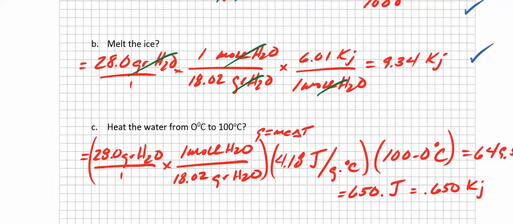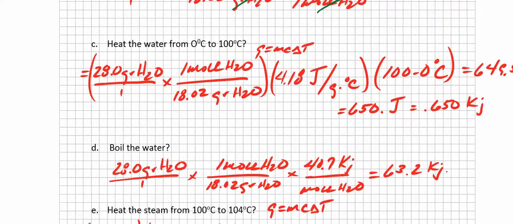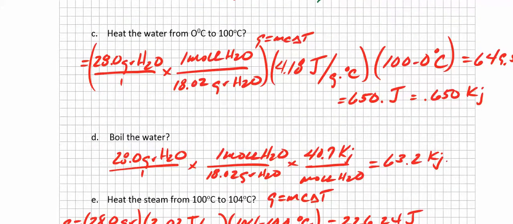Let's look at C. C says, heat the water. We now have this puddle of water, a 28 gram sample of water, and we want to heat it from 0 to 100 degrees. And so what we're going to do is use the formula again. Q is equal to mc delta T. We want to heat water. We're not doing a phase change here, so we're not going to use the heat of fusion or heat of vaporization, but we want to use this formula right here for heat transfer.